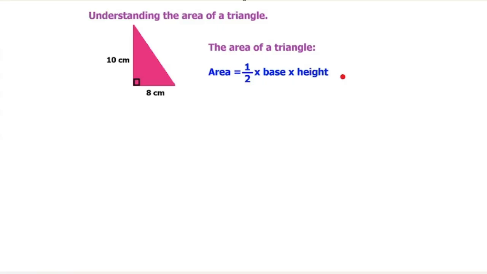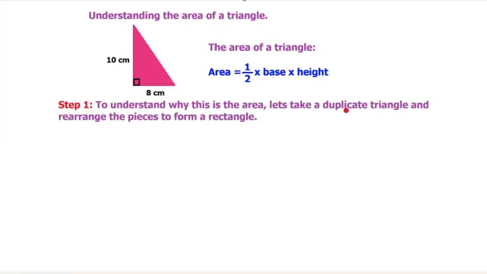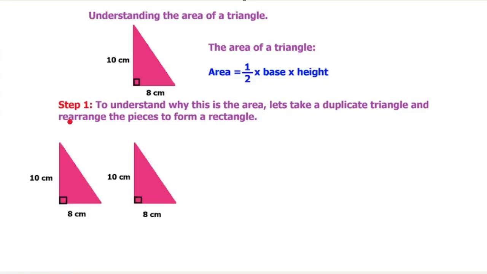So to understand why this is the area, let's take a duplicate triangle and rearrange the pieces to form a rectangle. So we're just trying to show you why the area of a triangle is equal to this. So let's take this triangle, and now there's two of them. Okay, they're exactly the same. And what we're going to do is we're going to take this, flip it, and push the two triangles together.